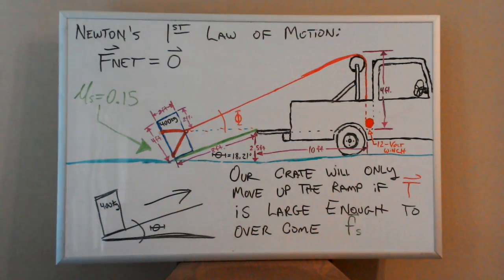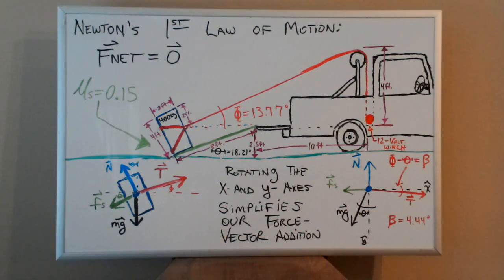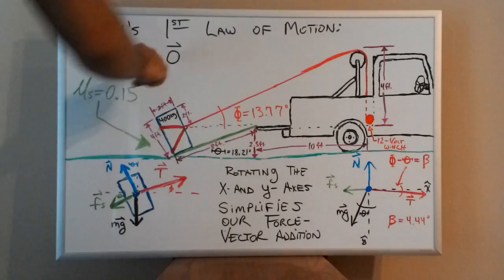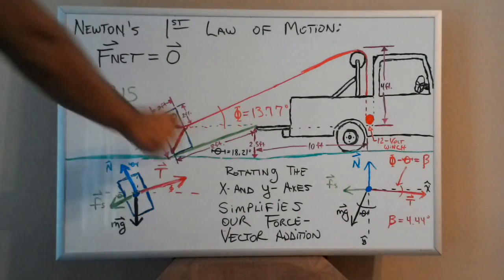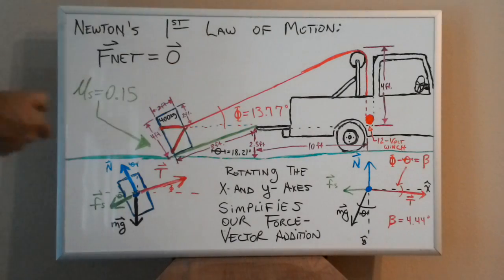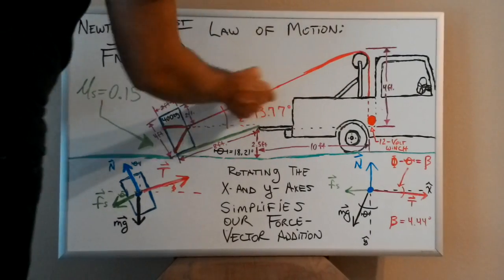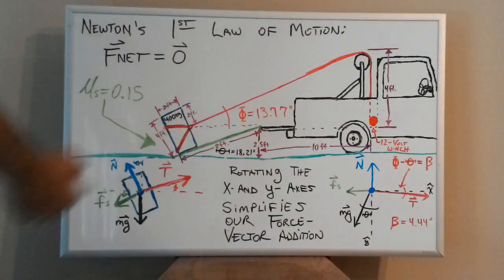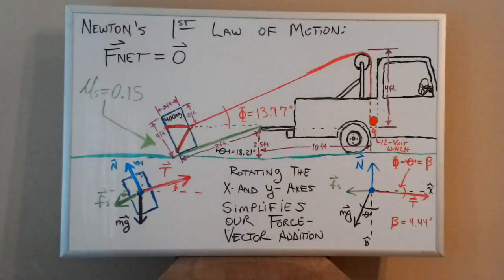So now we get into showing all the forces acting on this crate. So we've established that the sum of forces acting on our crate right now equals zero vector because it's sitting still. And we want to solve for the force of tension required to pull that crate out of equilibrium, get it to slide up that ramp. So we're going to draw a force diagram to give us a visual representation of our forces. It's going to help us piece together the math.